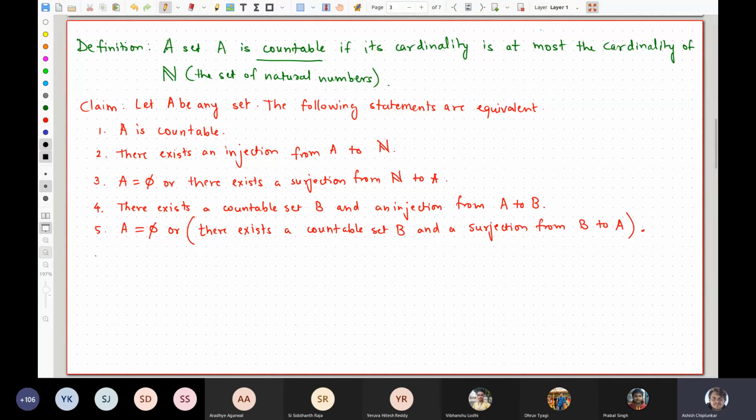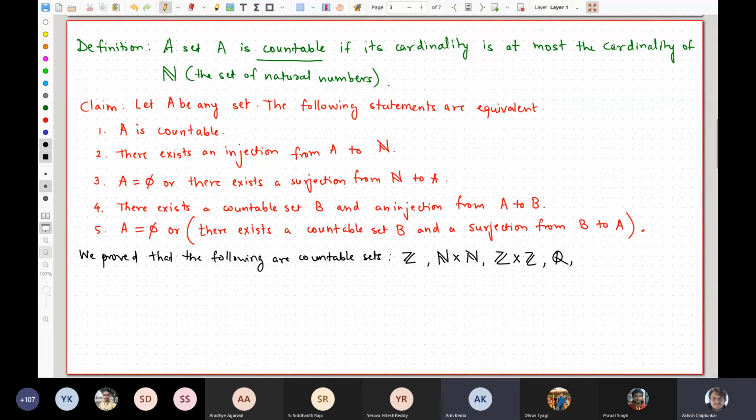So we proved that the following are countable sets. What did we prove? We proved that the set of integers is countable, N cross N is countable, Z cross Z is countable, the set of rational numbers is countable. Did we prove anything else? Rational is covered.